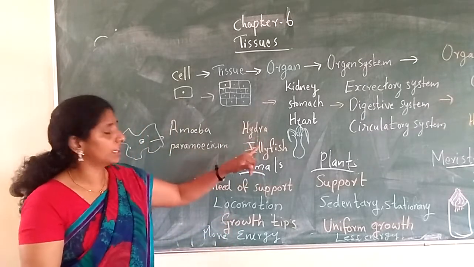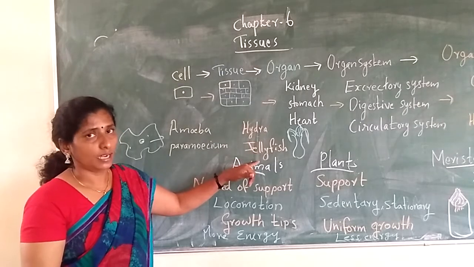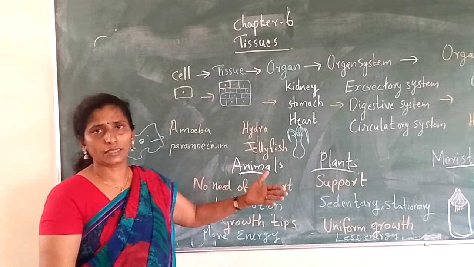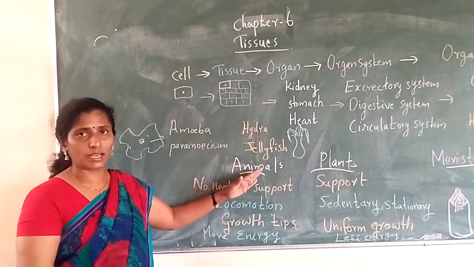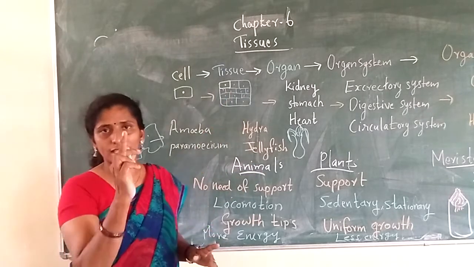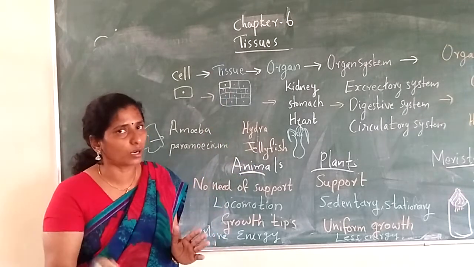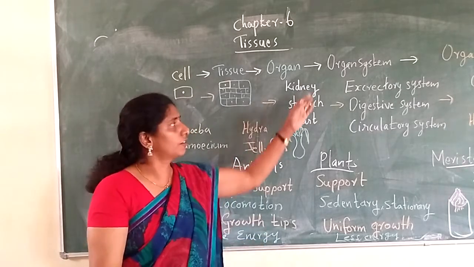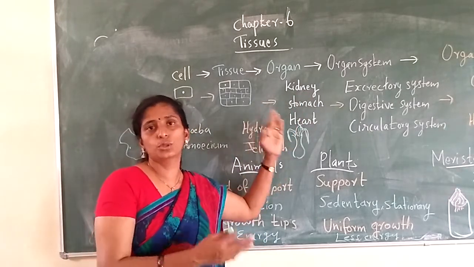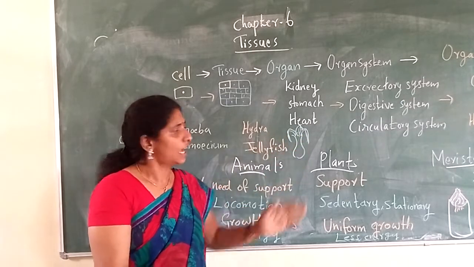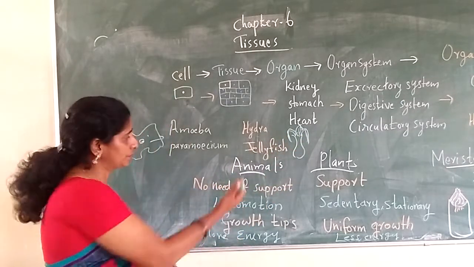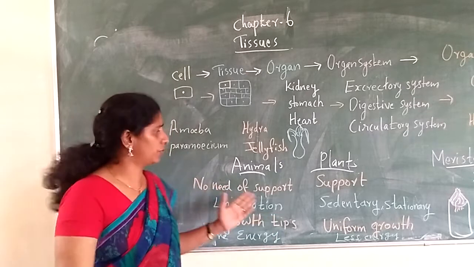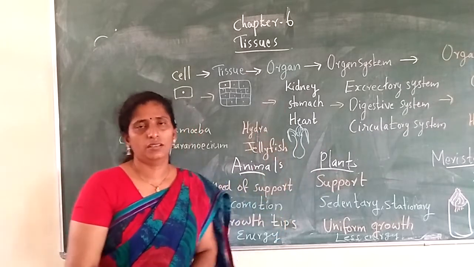And in the case of hydra and jellyfish, and so many other examples, in these organisms it is tissue level, not a single cell; many cells come together to do all the functions. And next, in our case and other organisms, there will be so many organs to do the different functions. Okay. And let us next discuss the difference between animals and plants.